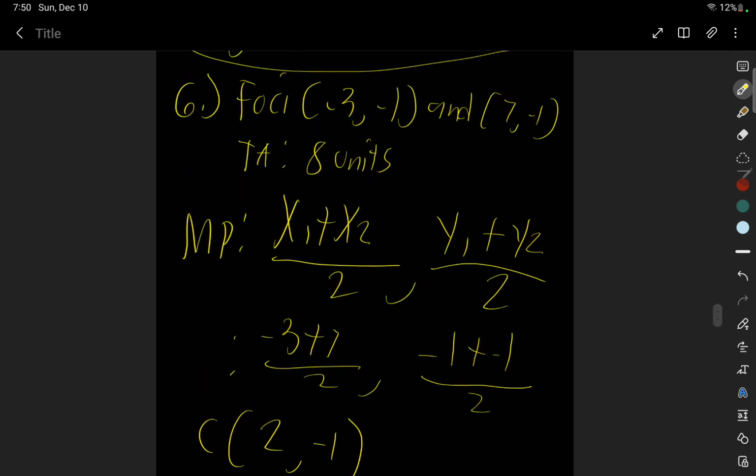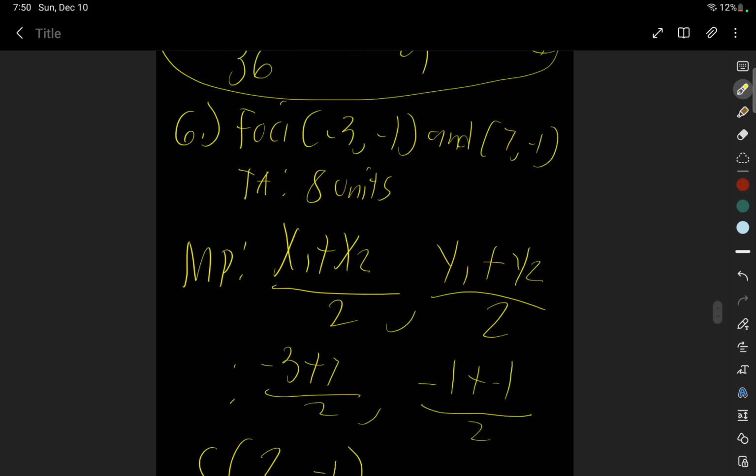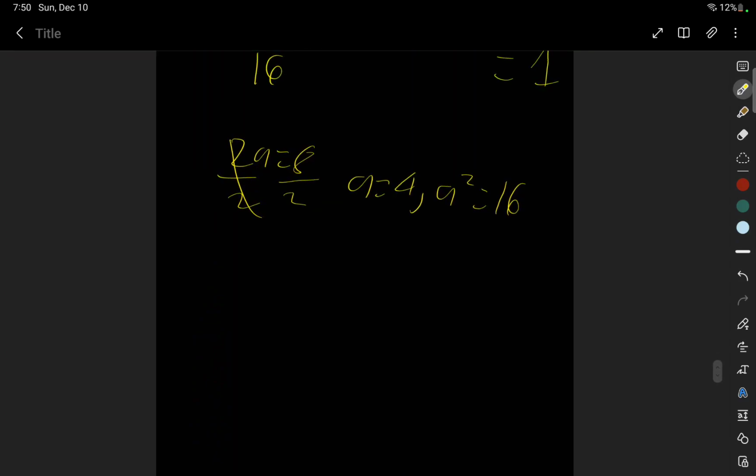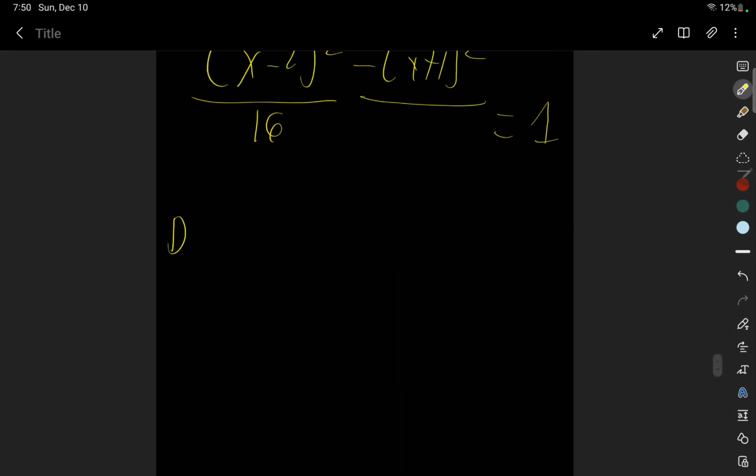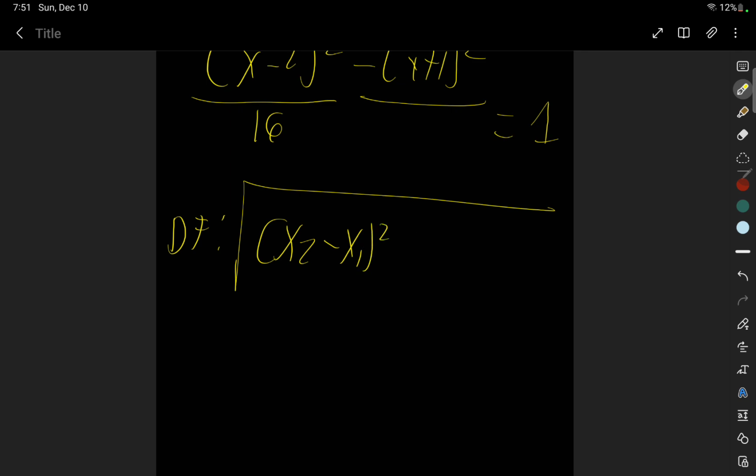Okay, so what is the value of c? Wala tayong b. So, ano yung value ng c? May foci ka. You have the foci. So, gagamit tayo ng distance formula for the foci. Okay? With the distance formula, it is the square root of (x2 - x1)^2 + (y2 - y1)^2.